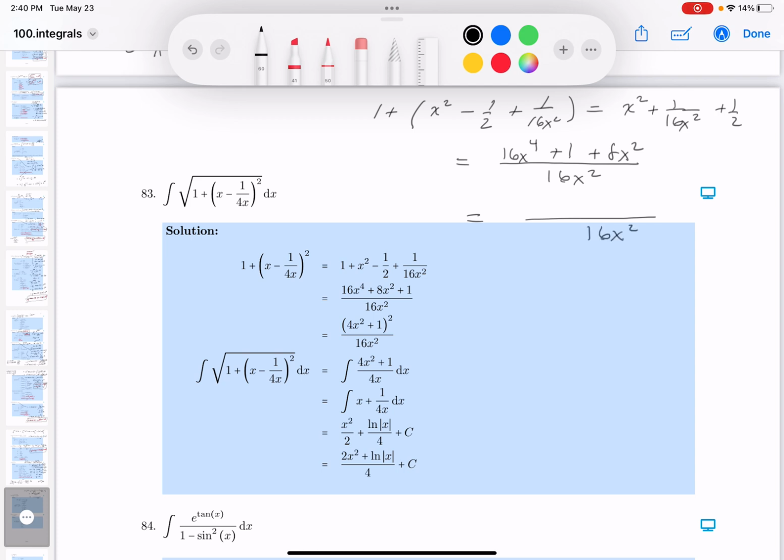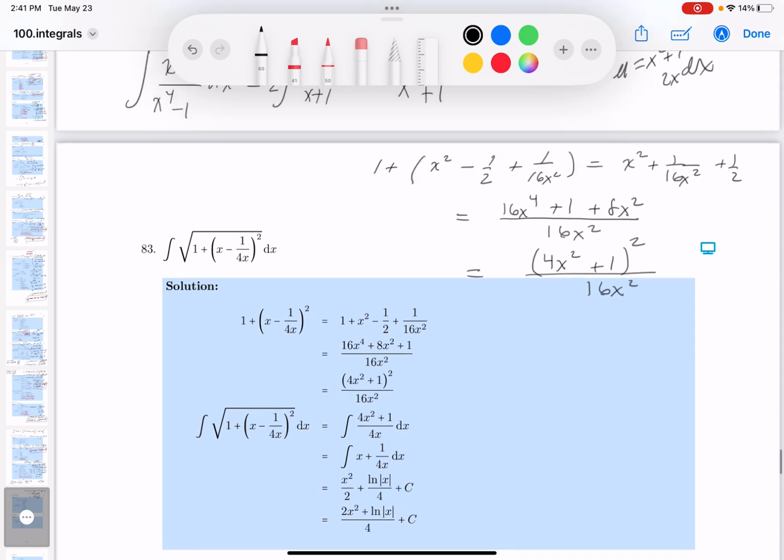The top appears to be a perfect square. Let me make sure of that. 4x squared plus 1, quantity squared. Let me just check that out. That would give you 16x to the fourth, and you get 8x squared. Yeah, it worked out beautifully.